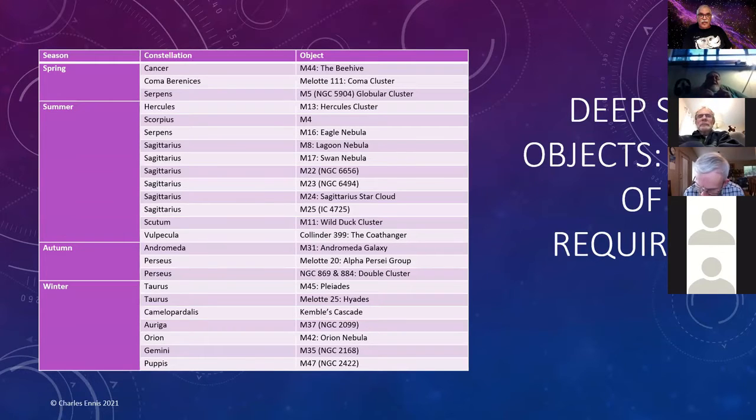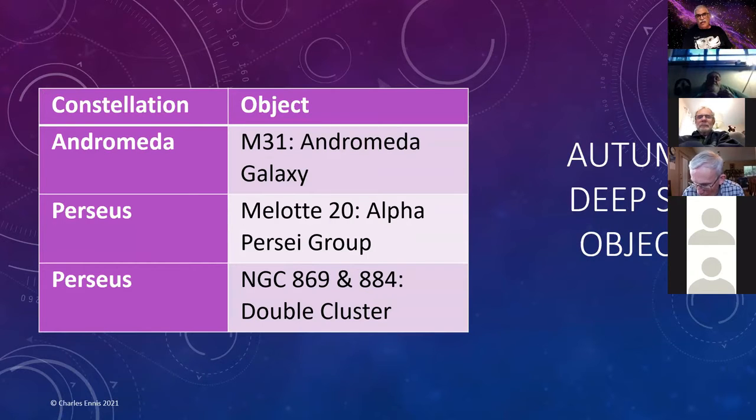So the deep sky objects, here's the whole year. These are all the ones, all 24 of them, and we're going after those ones in the autumn category there, these 3. And here they are. We're going to Andromeda for the Andromeda Galaxy. We're going to Perseus for the Melotte 20, the Alpha Persei group. And we're going for the double cluster in Perseus.